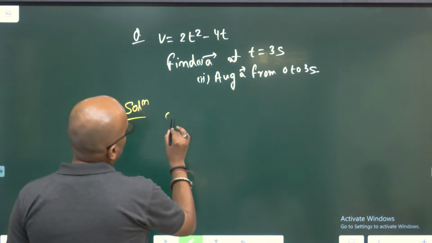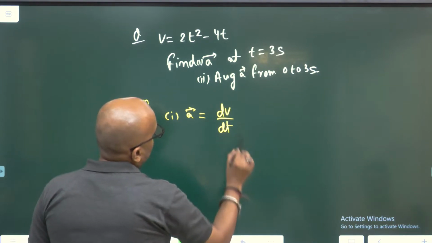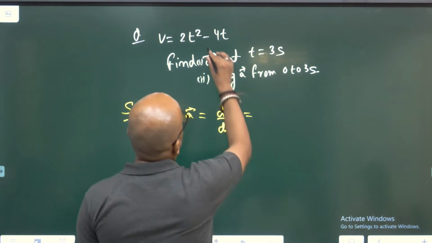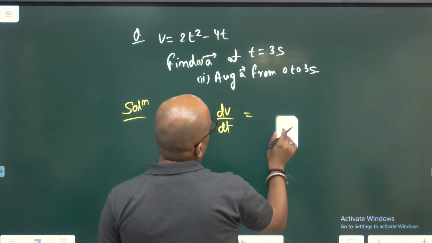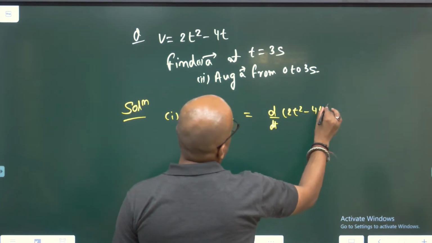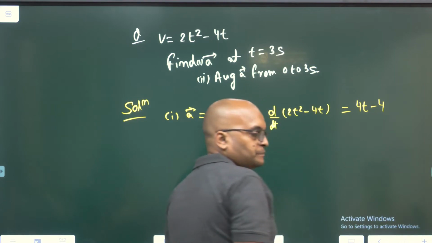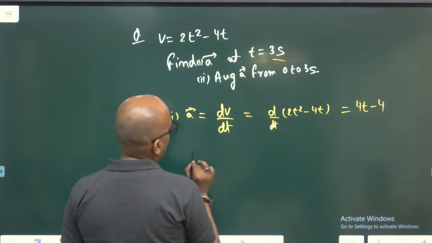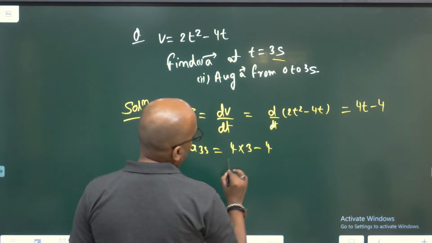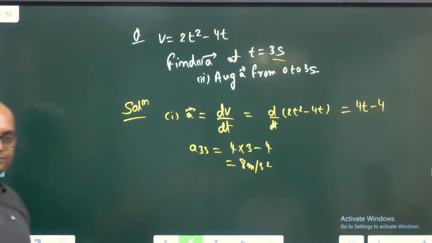This is V. We need to calculate A. A is equal to dv upon dt. Have to differentiate velocity with respect to time. What is velocity? It is 2t square minus 4t. So d by dt of 2t square minus 4t will be 4t minus 4. Yes or no? Have to calculate it at 3 seconds. So A at 3 seconds will be 4 into 3 minus 4, that is 8 meters per second square. Tell me yes or no?